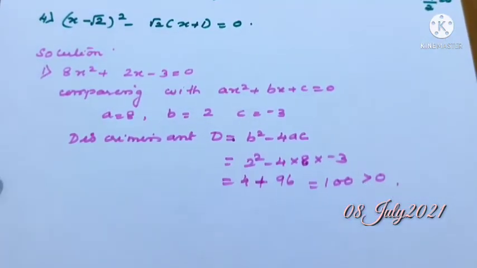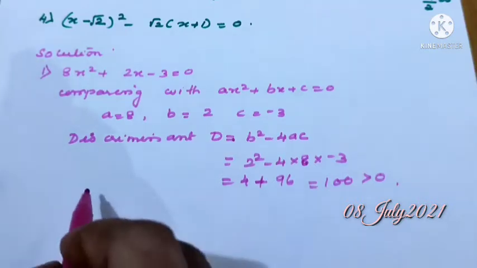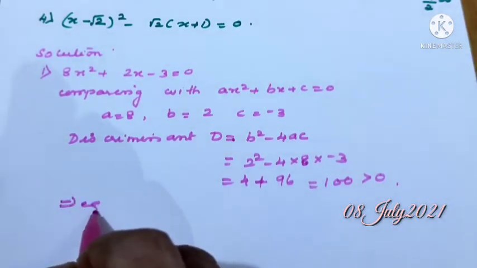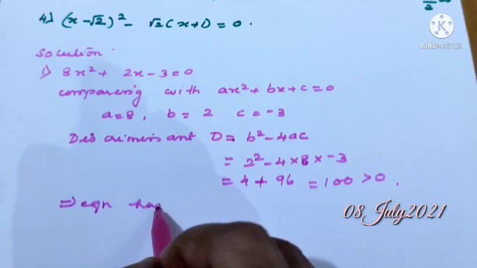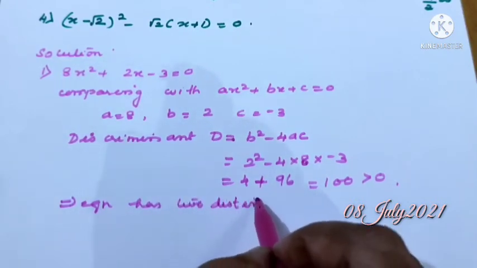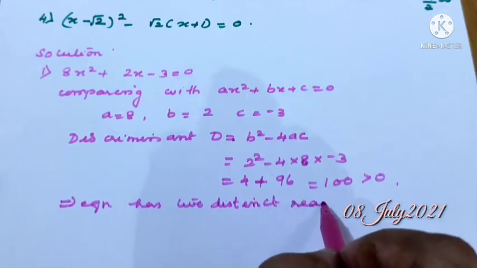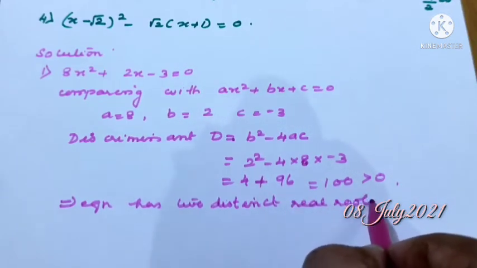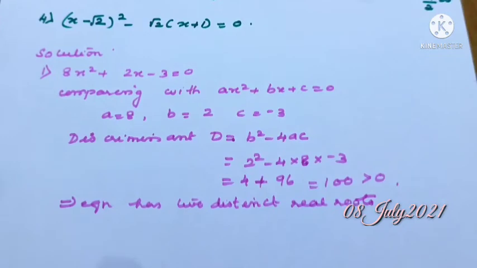So we got a D value which is greater than 0. If it is greater than 0, two distinct real roots are there. So what we'll write, this implies the equation has two distinct real roots. So now we have to go for the quadratic formula.